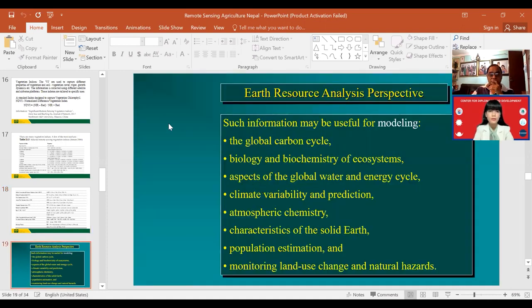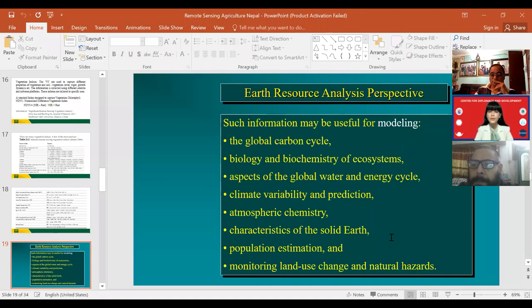Now, we use remote sensing from different perspectives. For example, we have different models we have to make, say the global carbon cycle. For that one, we have to work with the foresters and ecologists, biology and biochemistry ecosystems. In all of these fields, remote sensing is used as a technology to help them. Third, say global water and energy cycle, climate variability and prediction, atmospheric chemistry, characteristics of the solid earth, that means geodesy, population estimation, monitoring land use change and natural hazards.